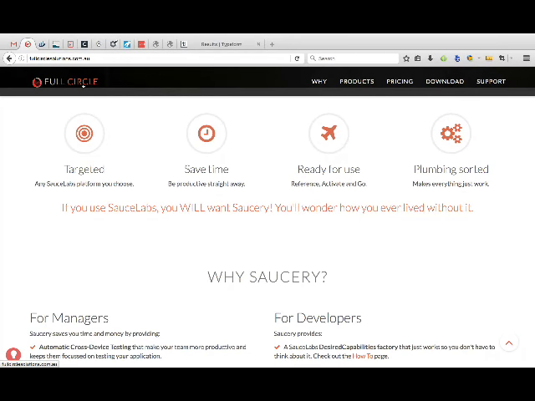Reference, activate, and go, like, for whom? For how? What exactly? Plumbing sorted, save time, be productive straight away. Of course. How would I not be targeted? Well, I would doubt that because the copy isn't targeted here. So you could come up with nice language for these items easily if you spend an extra half hour thinking about benefits to people.